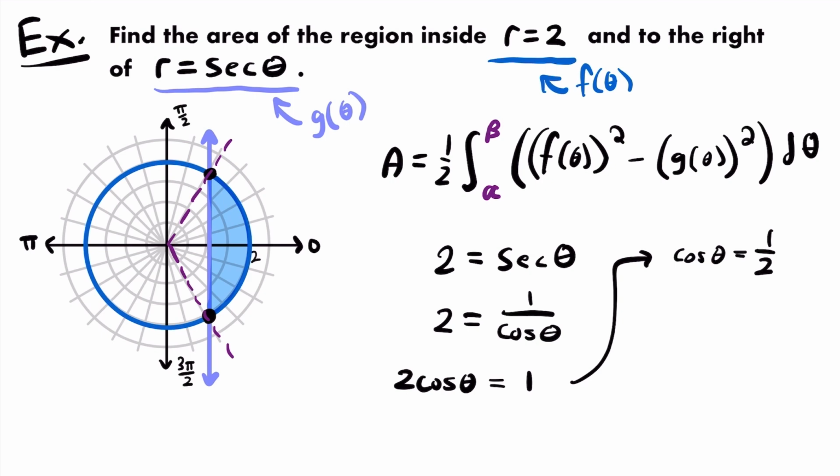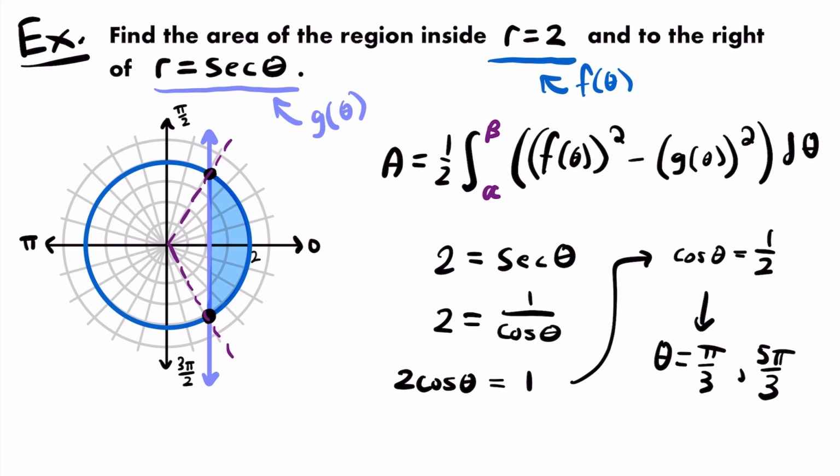Now, instead of asking ourselves what angles of theta for secant give us 2, we have a more familiar equation where we have cosine theta equal to 1/2, and so now we just have to determine what angles of theta make cosine equal to 1/2. And cosine is equal to 1/2 when theta is equal to pi divided by 3 and 5 pi divided by 3. At least for angles between 0 and 2 pi.